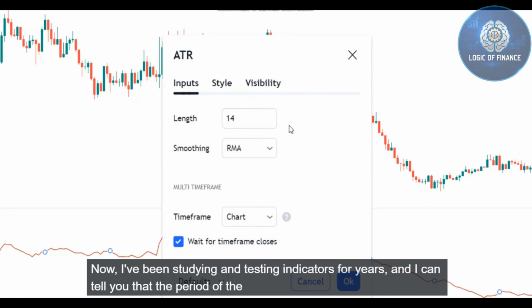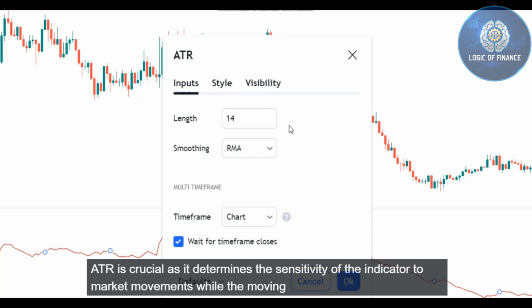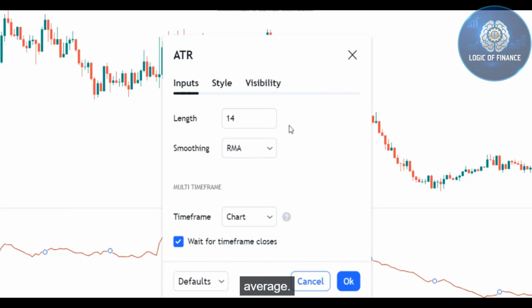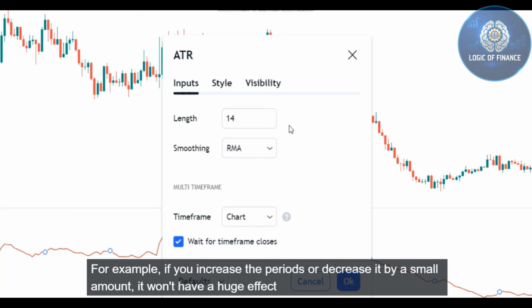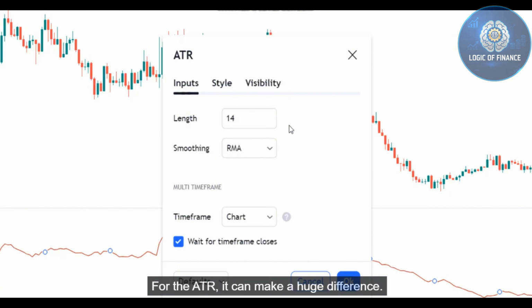candlesticks. Now, I've been studying and testing indicators for years, and I can tell you that the period of the ATR is crucial, as it determines the sensitivity of the indicator to market movements. While with the moving average, for example, if you increase the period or decrease it by a small amount, it won't have a huge effect on it. For the ATR, it can make a huge difference.